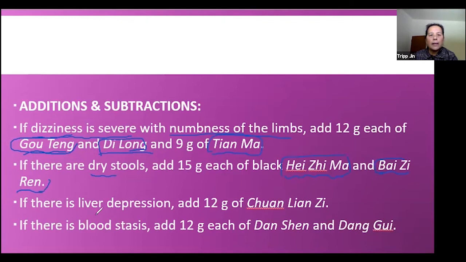If there is liver qi stagnation, add 酸莲子 to move liver qi. If there is blood stasis, we add some herbs that move blood. 丹参 is a good one, and 当归 can still move blood. And certainly we have more blood-moving herbs we can add in there.